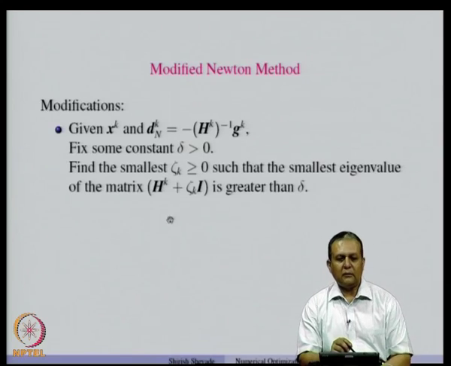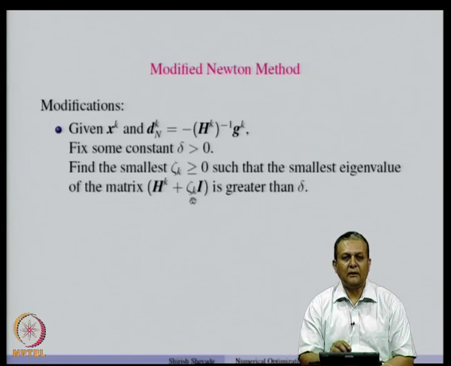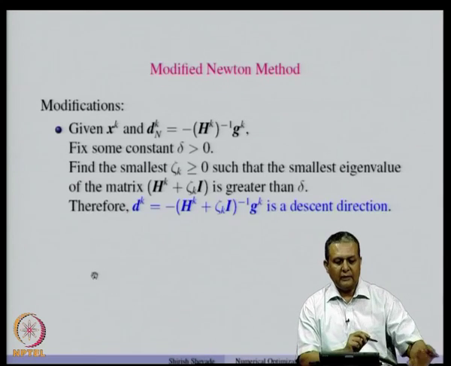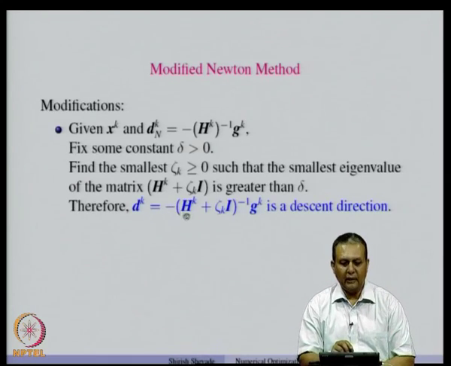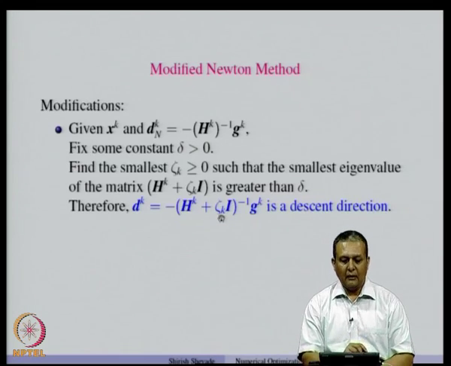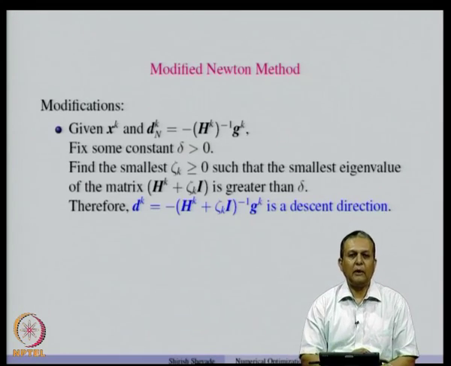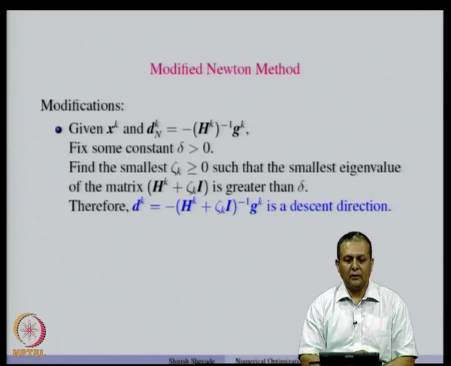So, once we find the zeta k for a given Hk, then the new direction can be chosen as minus of Hk plus zeta k I inverse gk, and that is going to be a descent direction because Hk plus zeta k I is a positive definite matrix. So, this is one modification that one can use.